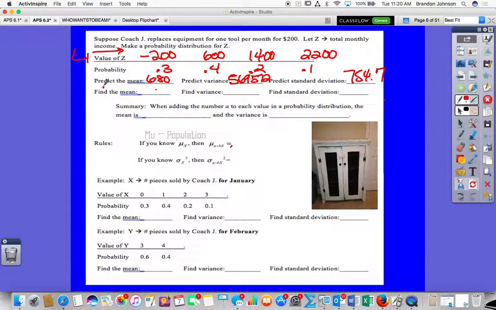What'd you get there, Matthew? Minus 680. Variance. Oh, standard deviation, I'm sorry. 54.7. So what would happen here? Variance is going to be the same. It'd be the same, right?